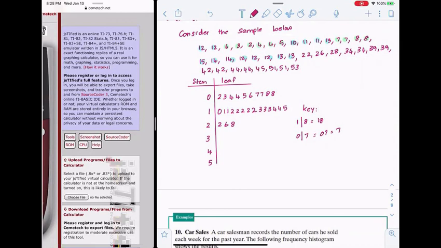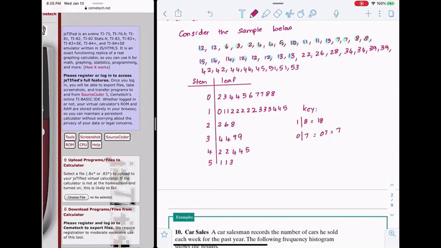In the 30s, I have 34, 34, 39, 39. So 4, 4, 9, 9. In the 40s, I have 42, 42, 44, 44, and 45. So 2, 2, 4, 4, 5. In the 50s, I would simply have 1, 1, and 3.